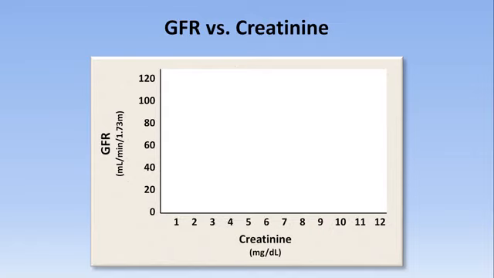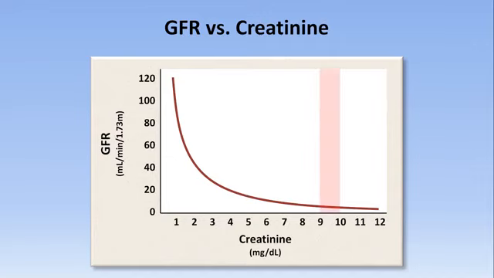What all the estimation equations share in common is that they result in curves similar to this one. As creatinine increases, GFR decreases, but in a non-linear fashion. Consider if a person's creatinine were to increase from 1 to 2 milligrams per deciliter. That represents a dramatic reduction in GFR and thus a dramatic reduction in kidney function. Whereas an increase in creatinine from 9 to 10 milligrams per deciliter represents a negligible decrease in kidney function. So when evaluating how severe someone's kidney injury is, think about the increase in creatinine in relative terms, not absolute terms.